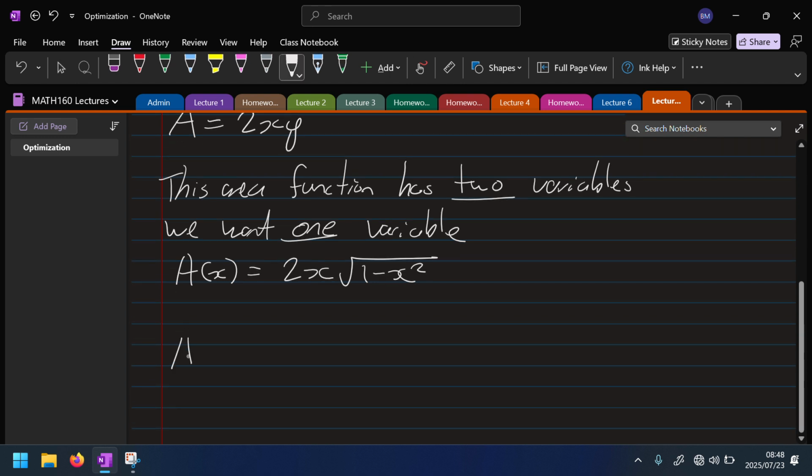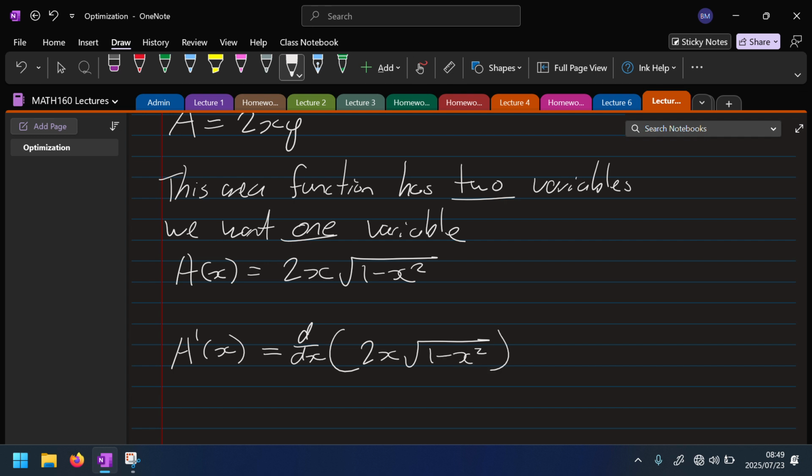So next step, we need A prime of x. Once we've got A prime, we set it to 0 and solve for x. Whatever solutions we get, we pick the one that gives maximum A. So we want to do d by dx of all of this on the right-hand side.